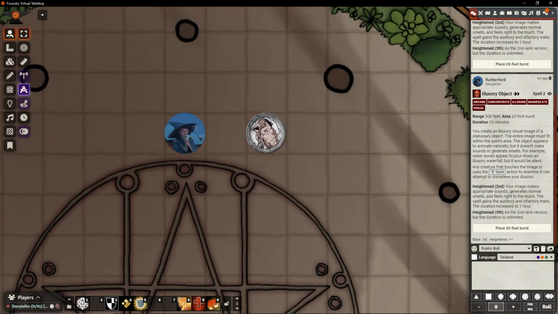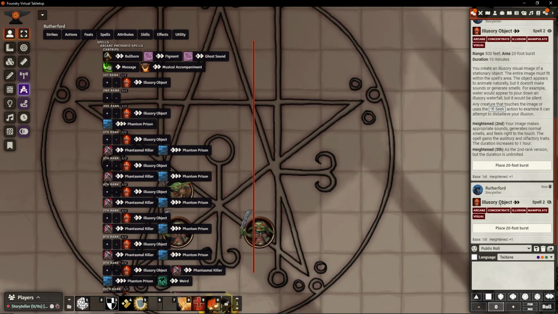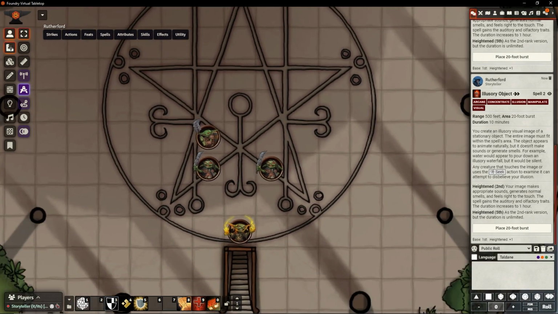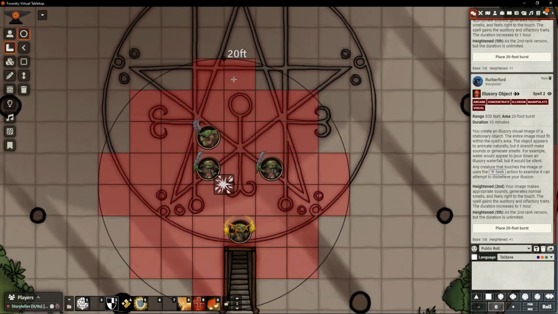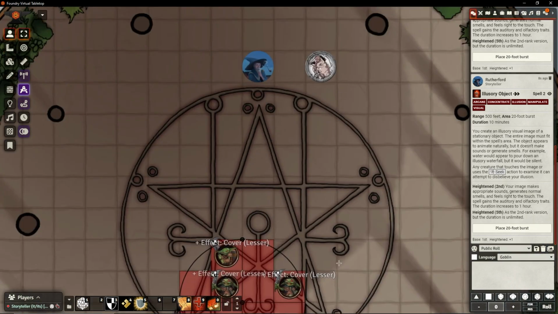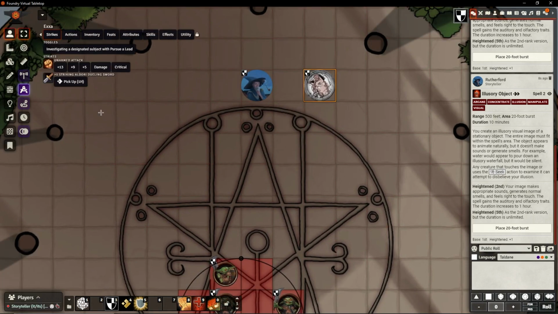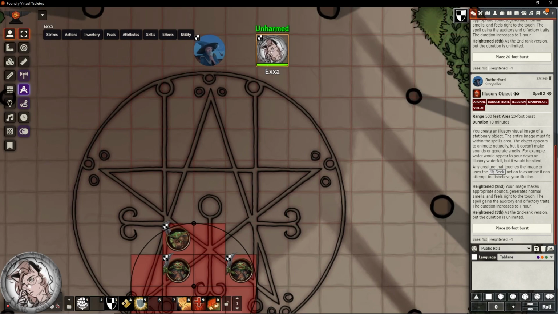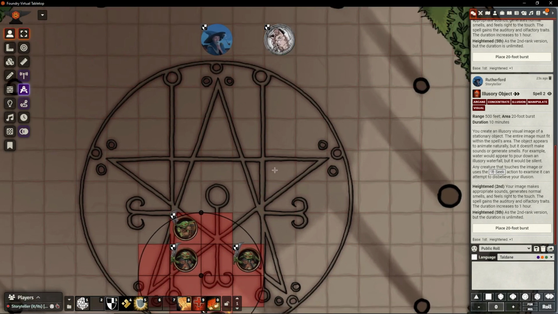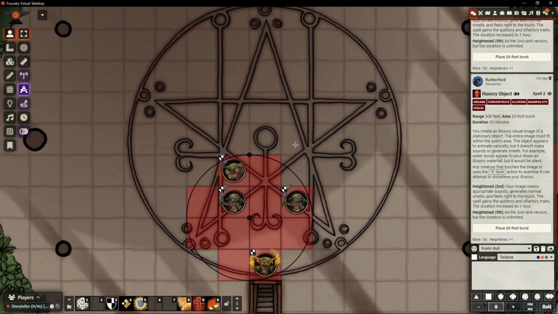And an extra example. Rutherford here is going to cast a second rank illusory object over here around these goblins. He's going to make this entire burst a cage around all of them, with some thin bars providing lesser cover on either side. So if Exxa here were to attempt to shoot a dart or an arrow through the bars, the goblins would be receiving lesser cover, and the party would also receive lesser cover from the goblins.